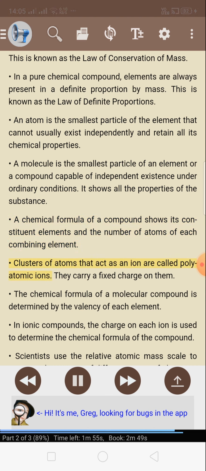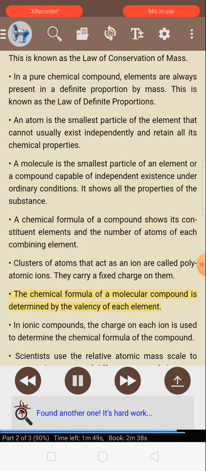Clusters of atoms that act as an ion are called polyatomic ions. They carry a fixed charge on them. The chemical formula of a molecular compound is determined by the valency of each element. In ionic compounds, the charge on each ion is used to determine the chemical formula of the compound.